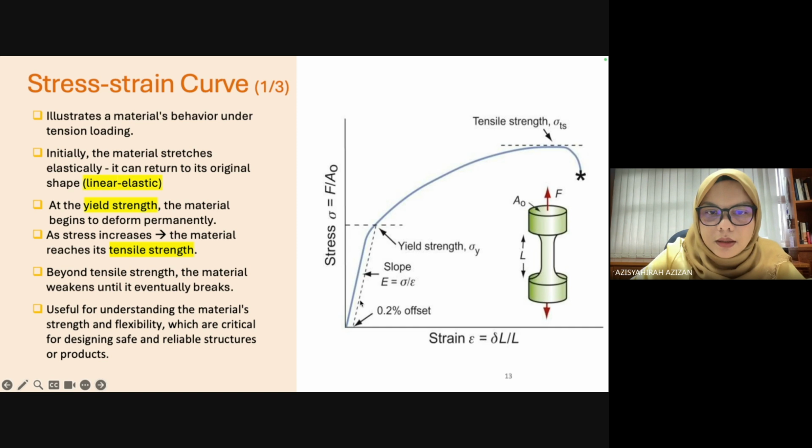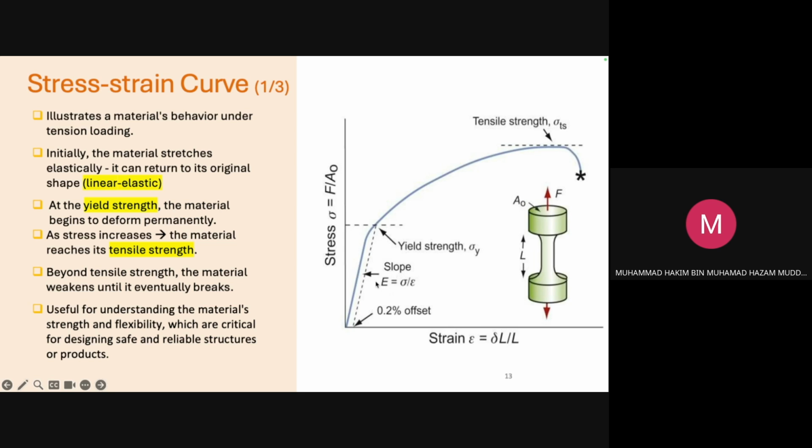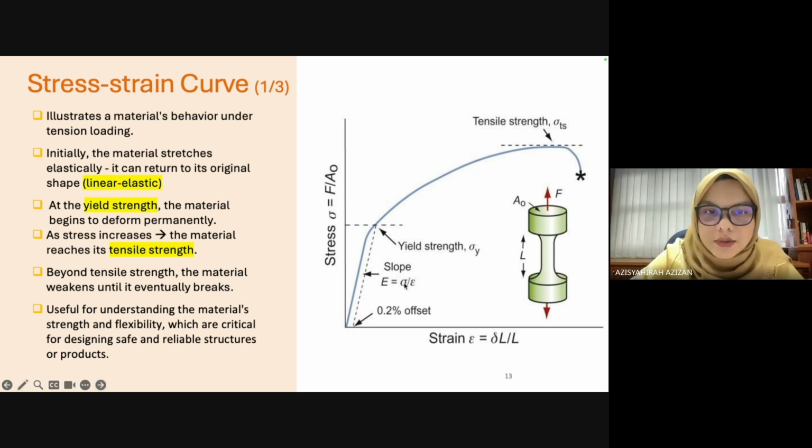Slope. The slope of this straight line is called Young modulus, or elastic modulus E. So what does this elastic modulus measure? Anyone? What does this E measure? Stress over strain. Yes, but what does it represent? This Young modulus is actually measuring the stiffness of the material. So a steeper slope means that it is a stiffer material, right? The steeper it is, the stiffer the material becomes.